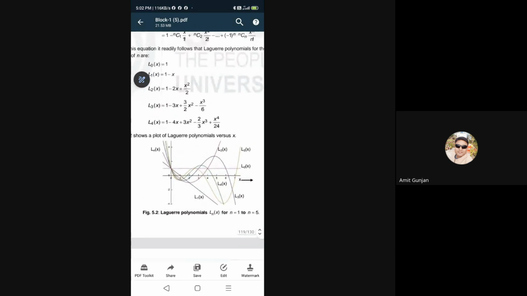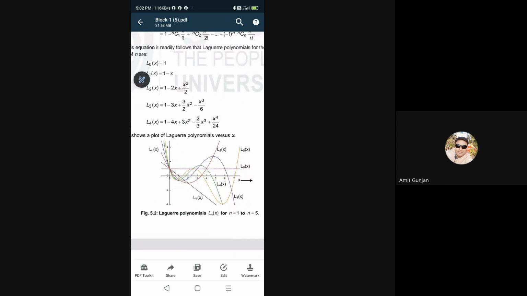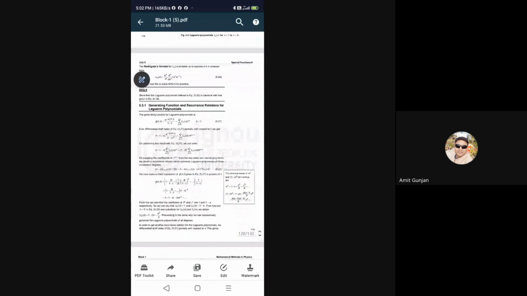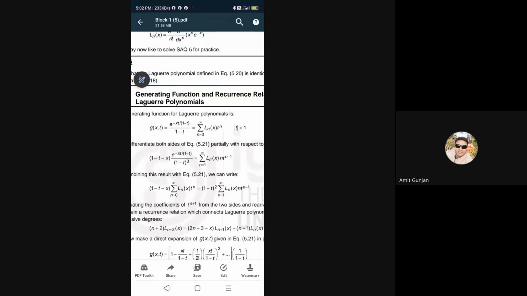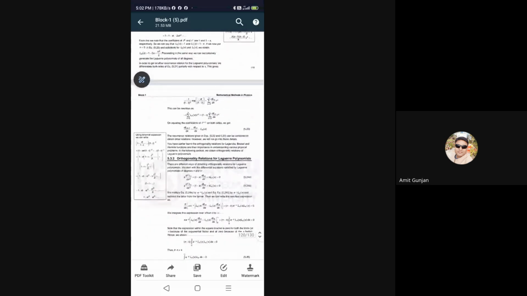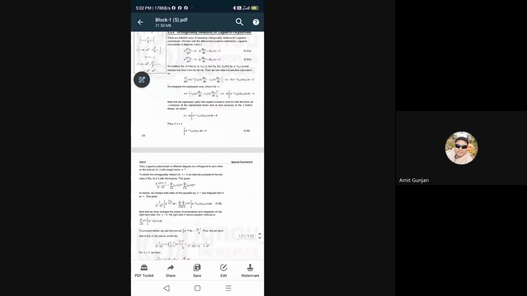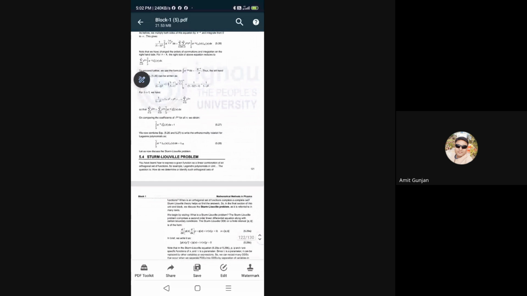Then Rodrigues formula and graph of Laguerre polynomial for L0, L1, L2, L3, L4. Then your generating function g is equal to e to the power minus xt by (1 minus t), divided by 1 minus t, which is equal to summation n is equal to 0 to infinity Ln t to the power n. Then your orthogonality relation, and you can also have orthonormality relation.